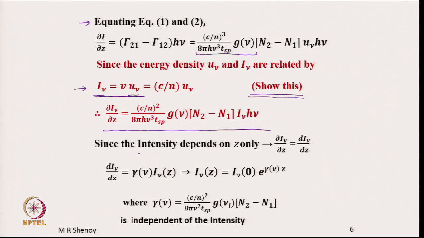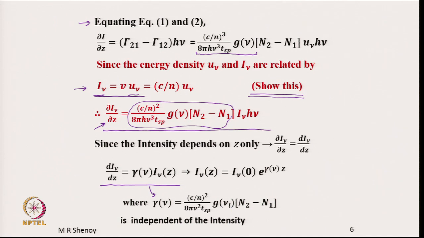So, since the intensity depends only on z, this partial derivative ∂I/∂z can be written as dI/dz. We have an expression dI_ν/dz equal to γ(ν) into I_ν, where γ(ν) is all of this. With hν removed from here, γ(ν) is c/n² into λ²/8π... into τ_sp g(ν) into (N2 minus N1).